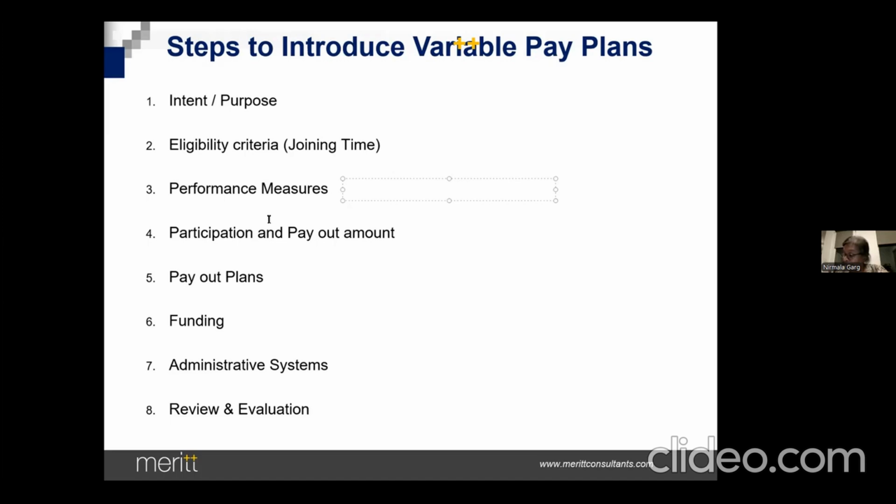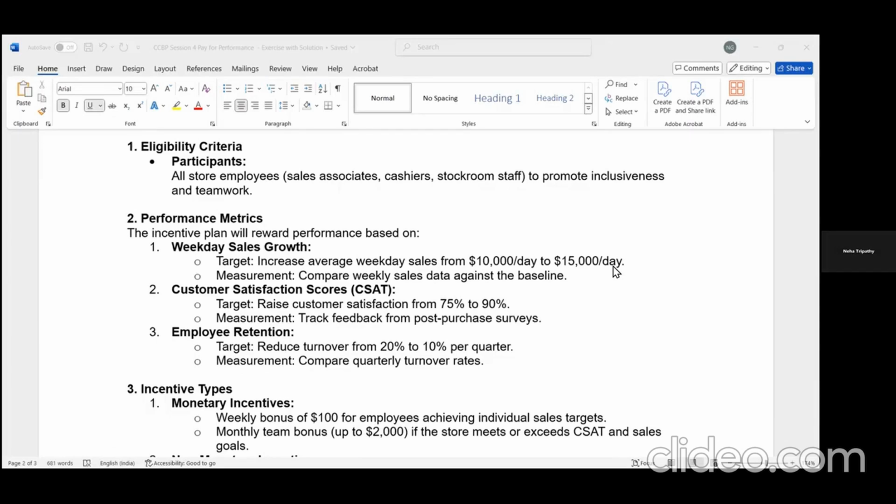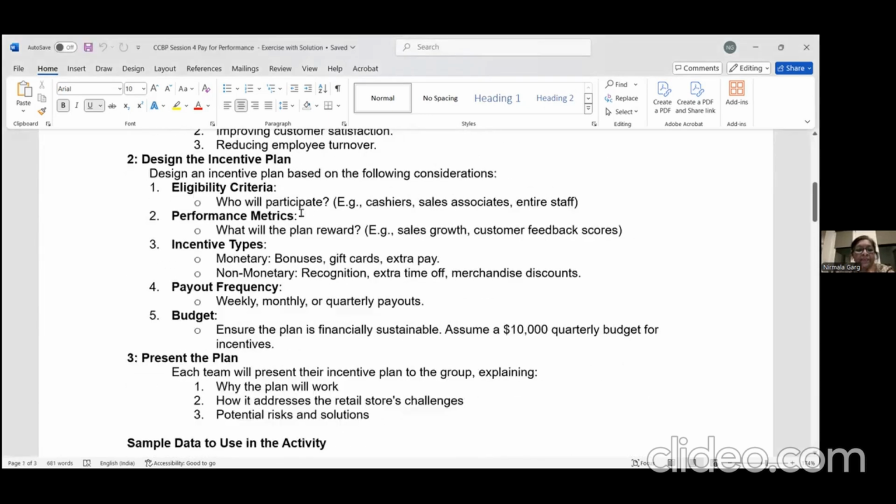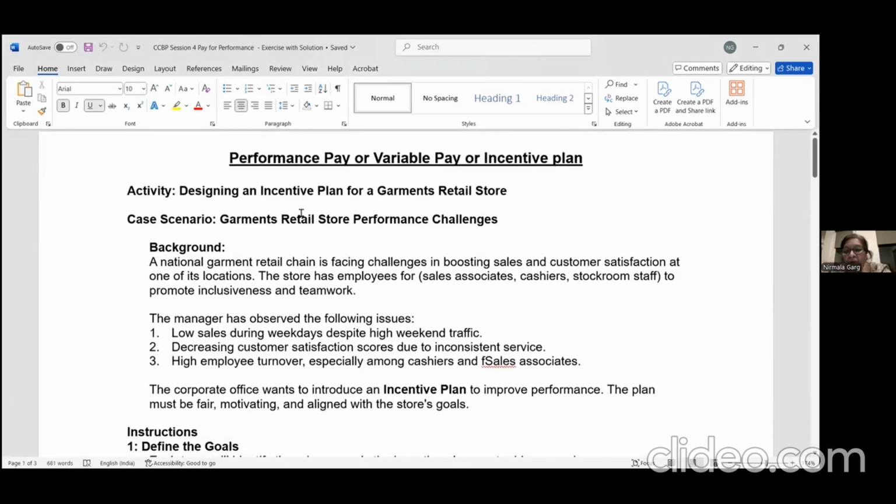Guys, now you have a very interesting exercise. I hope you got that exercise. I'll make the group into two groups now. So you have this exercise strictly, only 20 minutes. I'm reading through the exercise. You have to design a variable pay plan, or a pay for performance plan, or an incentive plan. All of these mean the same thing, right?